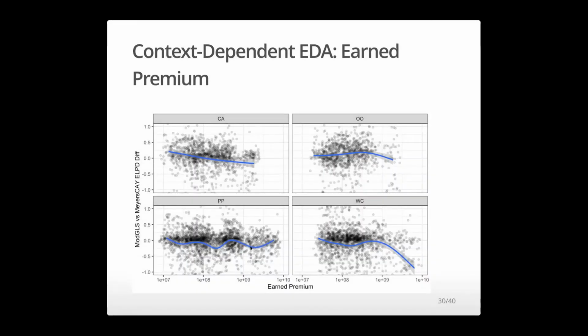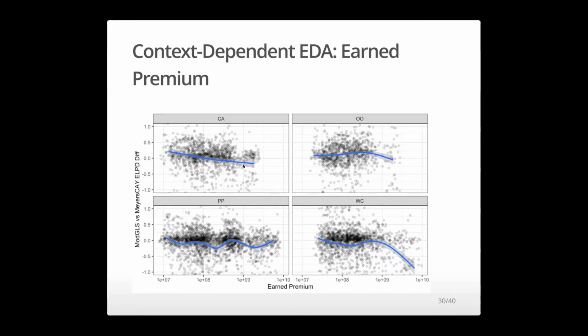And I realize I'm running a little short on time, so I will pick up the pace a little bit here. This is a diagnostic graph showing which model does better, the GLS model or the CAY model, in a variety of different circumstances. In this case, the x-axis is earned premium, the y-axis is performance. Numbers above 0 mean that GLS is better. Numbers below 0 mean that CAY are better.